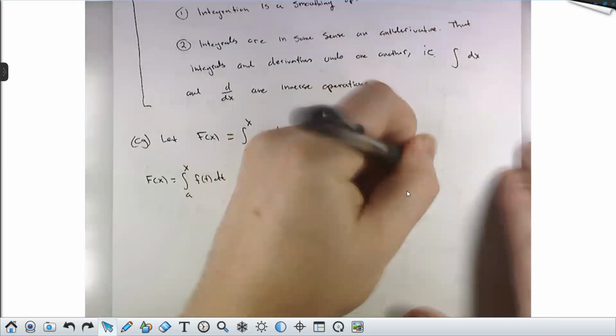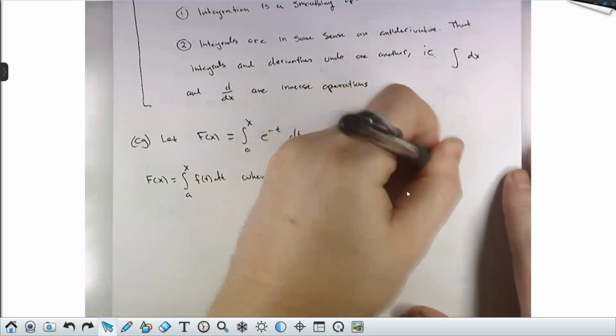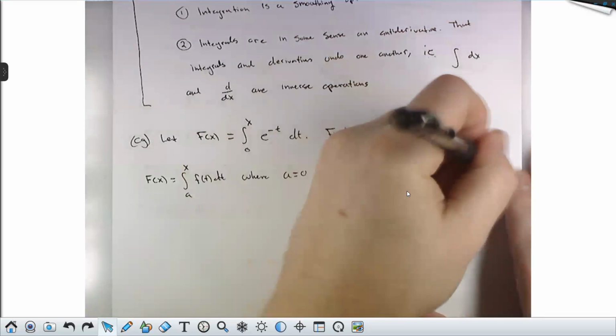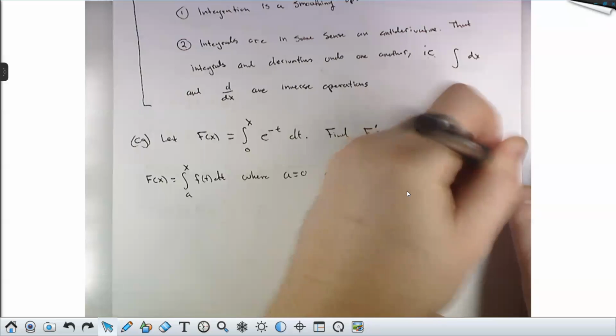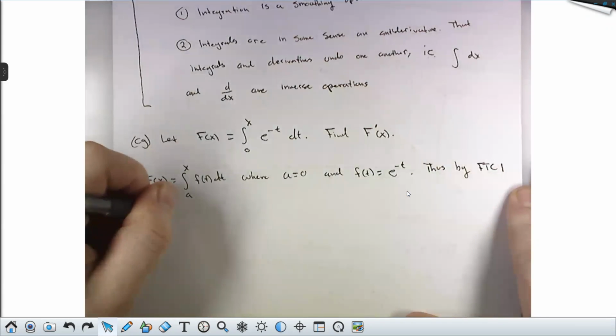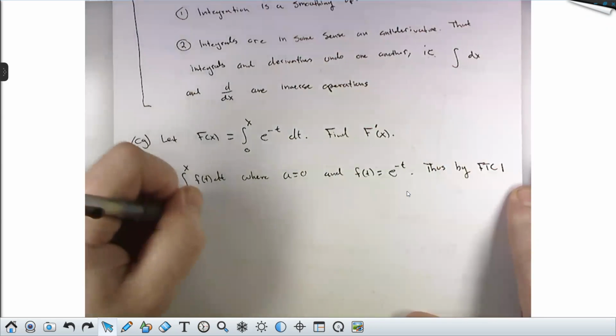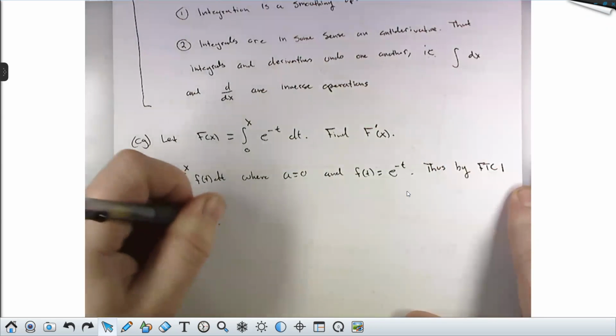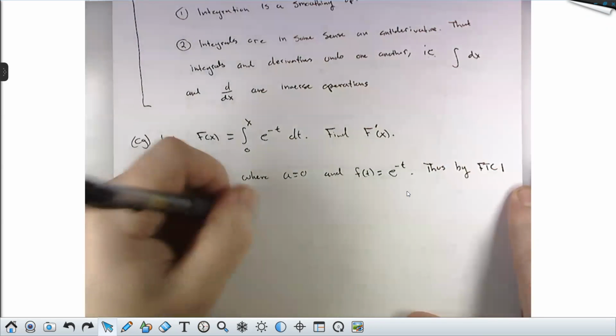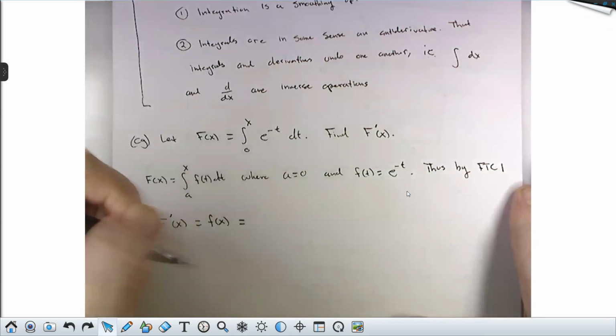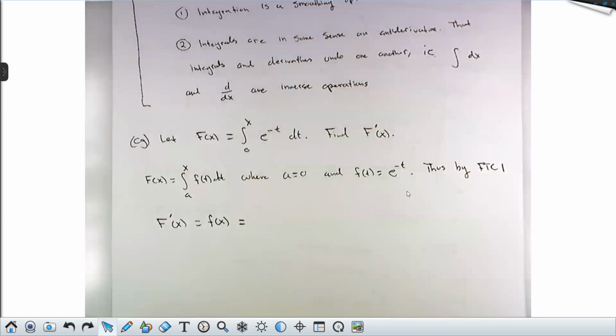So we could say, thus, by FTC1, capital F prime of x should be equal to little f of x. And what is little f of x? E to the negative t. Almost. Be very, very careful here.